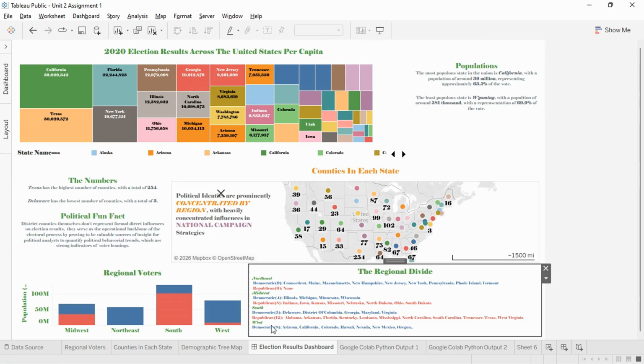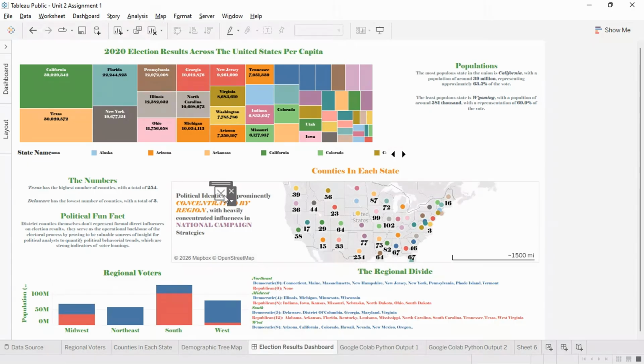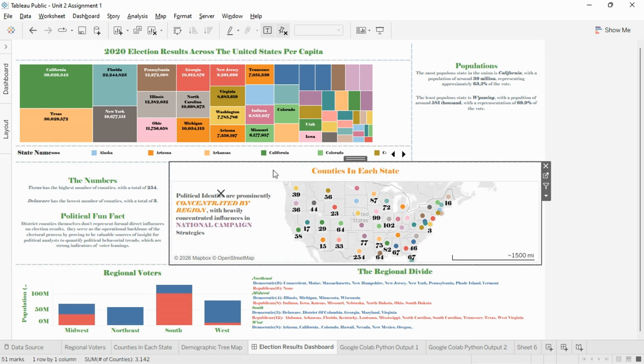I also added a floating informational political fact that can be hidden within the workbook, which highlights the fact that political identities are most prominently concentrated by region, with heavy concentrations in national campaign strategies, meaning that these 4 regions are at the cusp of the strategies surrounding how each potential president-elect plans their campaign efforts to translate the forecasts from the polls statistics into political affirmative votes.